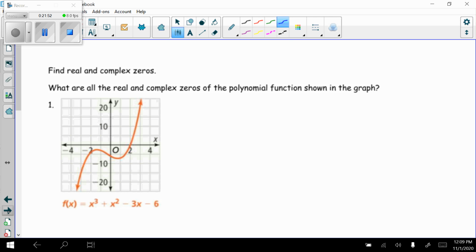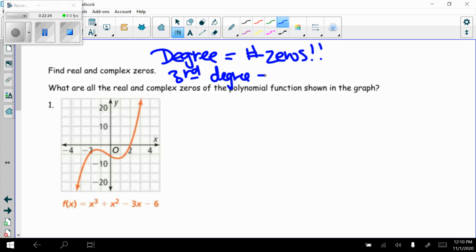So they give me the function f of x equals x cubed plus x squared minus 3x minus 6. Notice that this graph only touches the x-axis one time, but my degree is a 3. The degree of your polynomial tells you how many zeros you have. So let's write that down. The degree equals the number of zeros I will have. So third degree means I have 3 zeros.